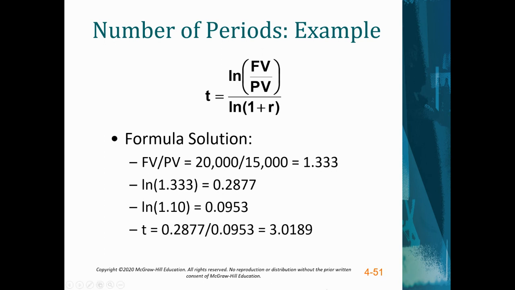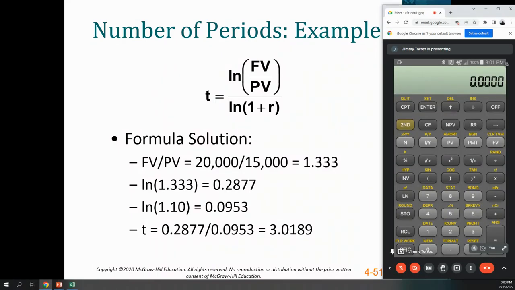So doing it with our calculator, right? I'm going to hit 20,000 divided by 15,000 gives me 1.333. And now what I want to do is take the natural log, and the natural log you see right here, and that gives me 0.2877.